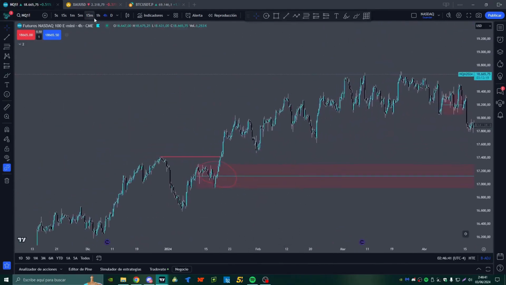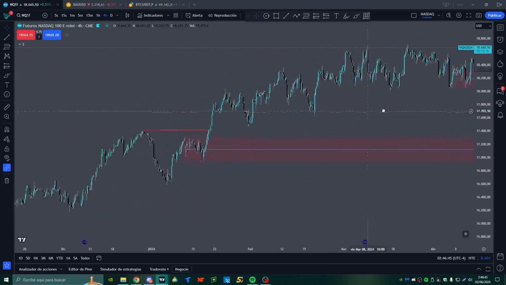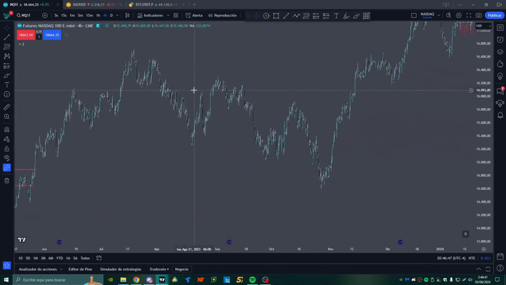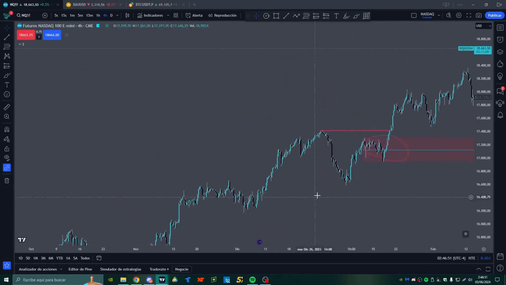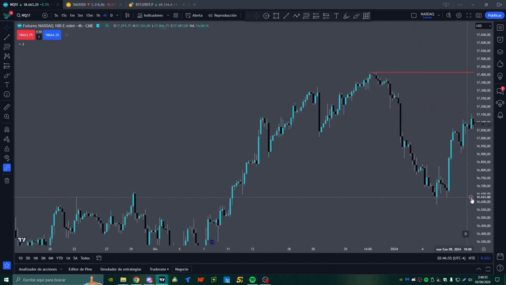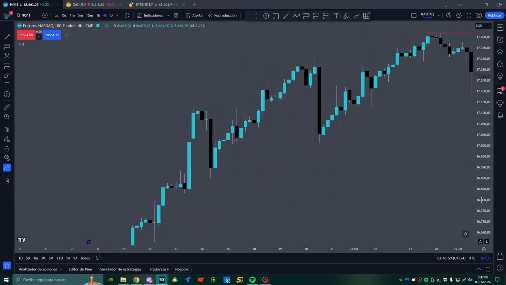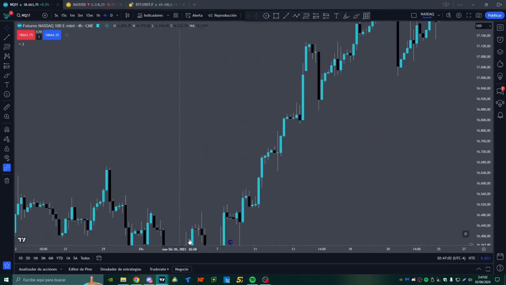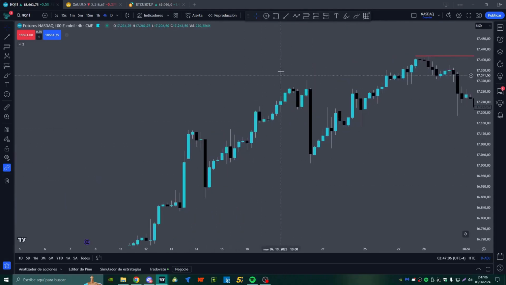Set up for me. 4 hours. So around here we have an uptrend, right? We have the last bullish candle that set the high.